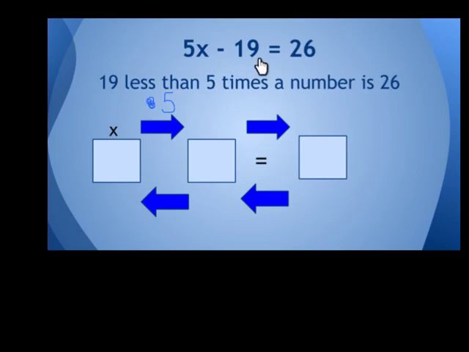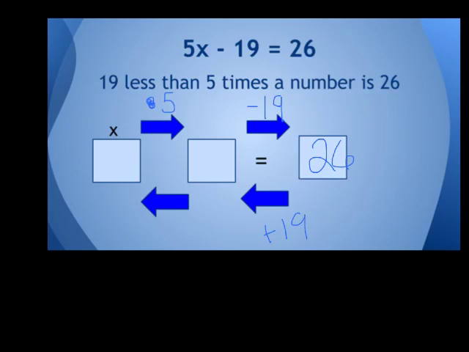Then the problem says take 19 away from that quantity. So the next step is minus 19. After you take 19 away, the result is 26. So now I need to backtrack or write the inverses of all the steps that I performed in the top. The inverse of minus 19, opposite of subtraction is addition, so the inverse of minus 19 is plus 19.